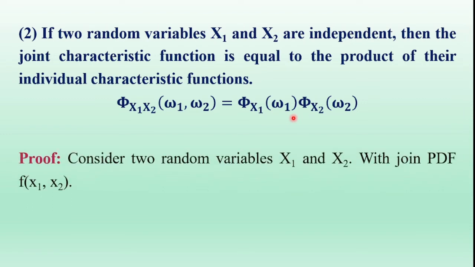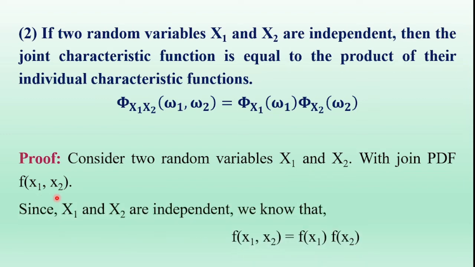If x1 and x2 are two random variables with joint probability density function f(x1, x2), and they are independent, we know that the joint probability density function is equal to the product of their individual density functions. That is, f(x1, x2) = f(x1) · f(x2).